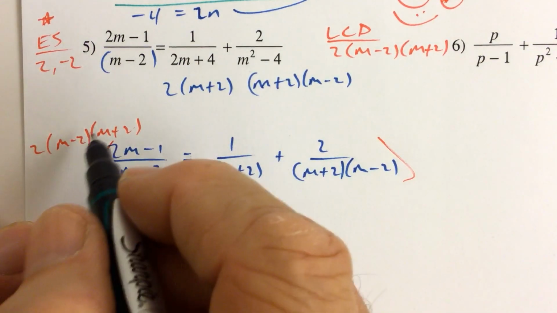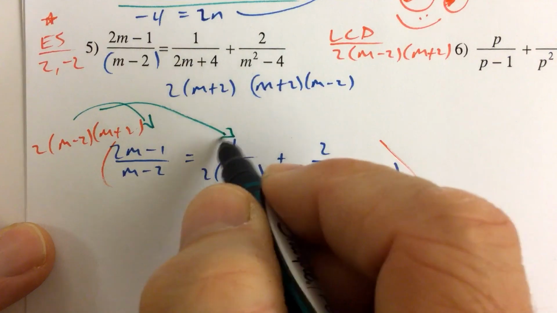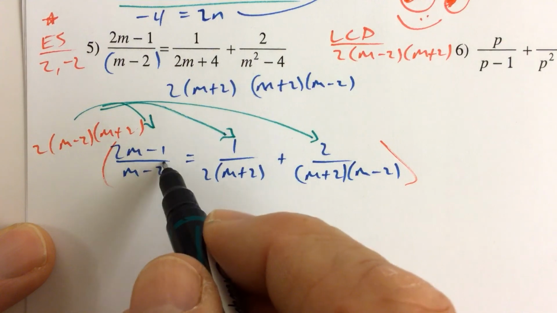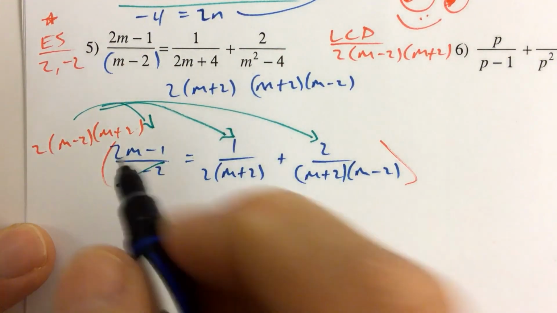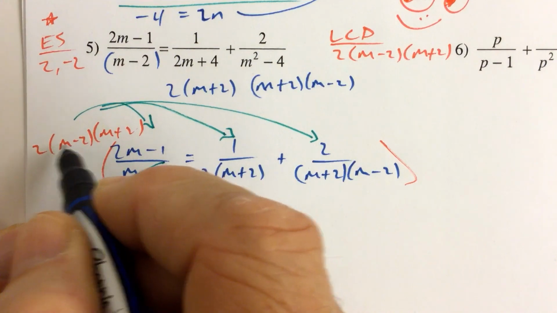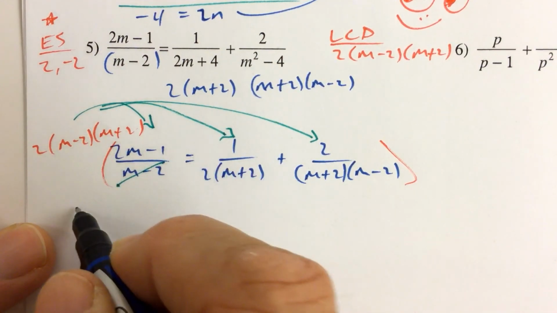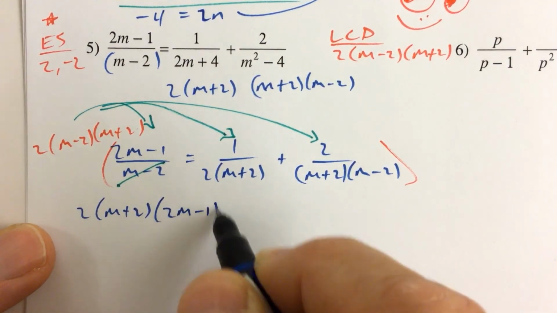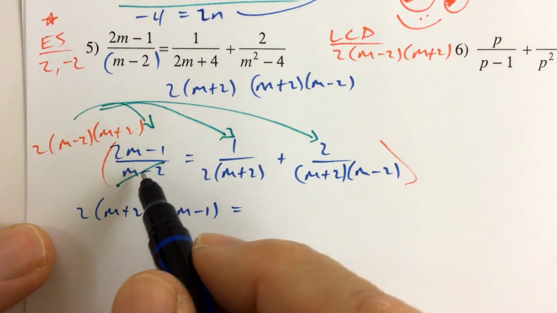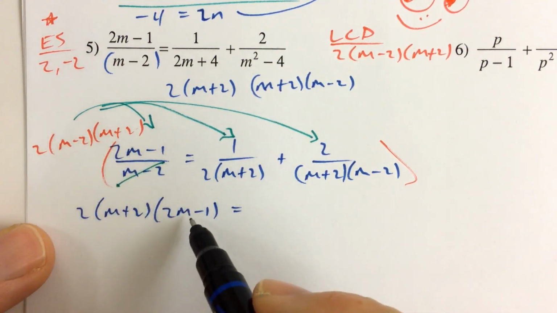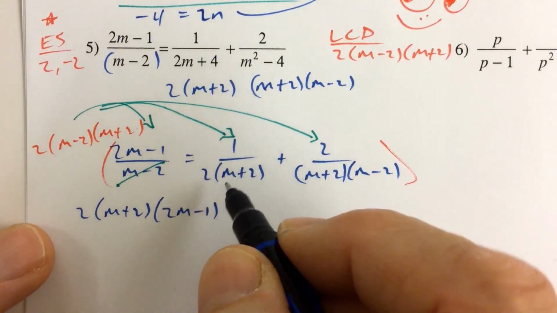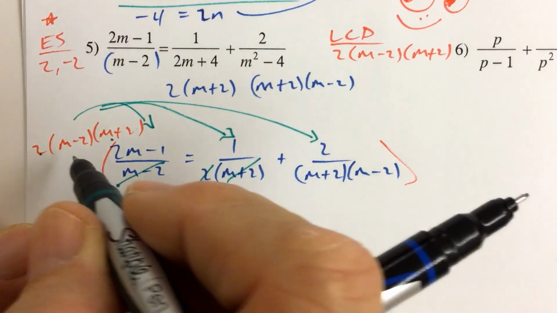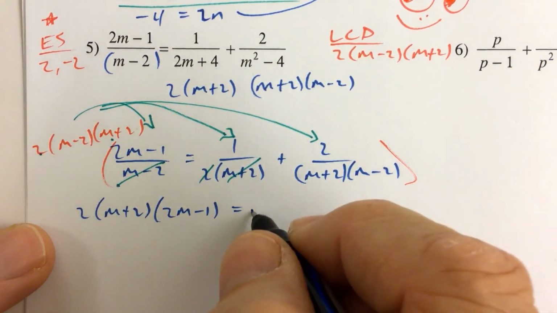When we multiply this magic number, the lowest common denominator, by this first fraction, we can see the m minus 2 is going to cancel with that m minus 2. What we're left with is the 2, the m plus 2, being multiplied by what's left, the 2m minus 1. You only get to cancel the m minus 2, and everything left over gets multiplied by that numerator. Now, in this fraction here, the 2 and the m plus 2 cancel, and you're left with the m minus 2.